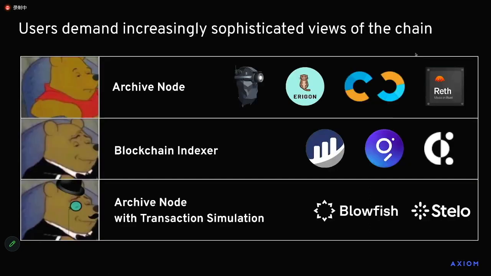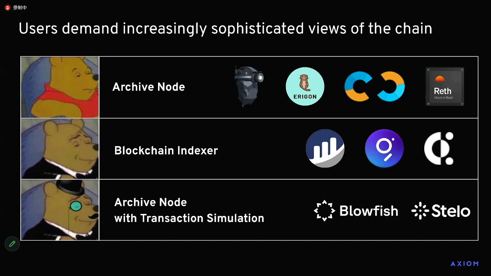Now, as users have gotten more sophisticated with interacting with the blockchain, they start demanding increasingly more sophisticated views of the chain. So there are different types of archive nodes being developed for different user trade-offs: Geth, Erigon, Nethermind, and now Reth. You can choose your favorite archive node from that menu. And if you're not satisfied with the pure JSON RPC API, you can choose an indexer that will apply post-processing to the actual queries you get from an archive node.